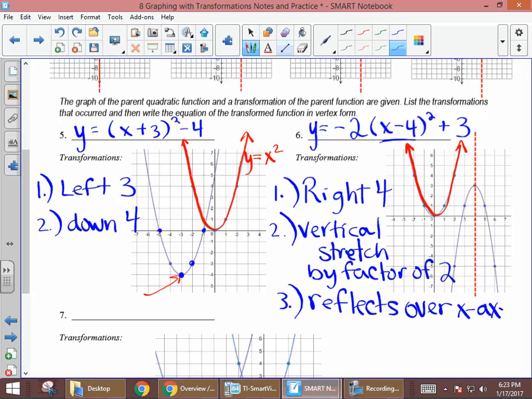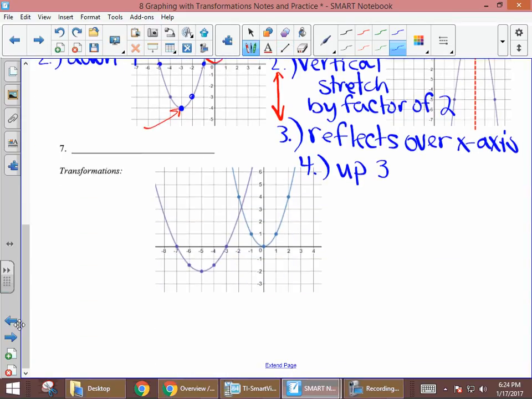And let's be real, I would not take off points if these two were switched, because it really doesn't matter if you reflect it and then stretch it, or stretch it then reflect it. I usually just keep moving outside. I start here in the middle, then I take care of that, then this, and then at the end we do the vertical shift. So the last thing is step 4, we are going up 3 units. And we're done.